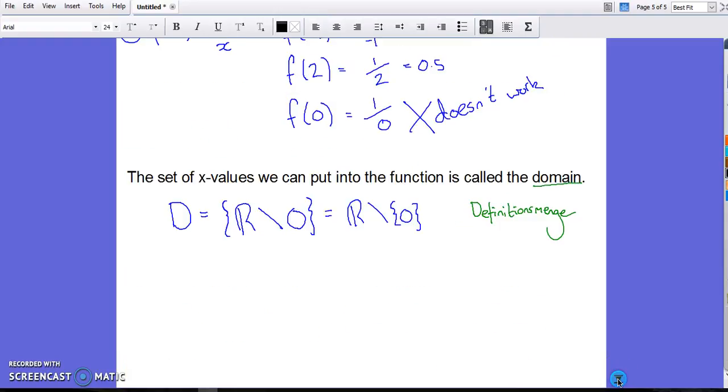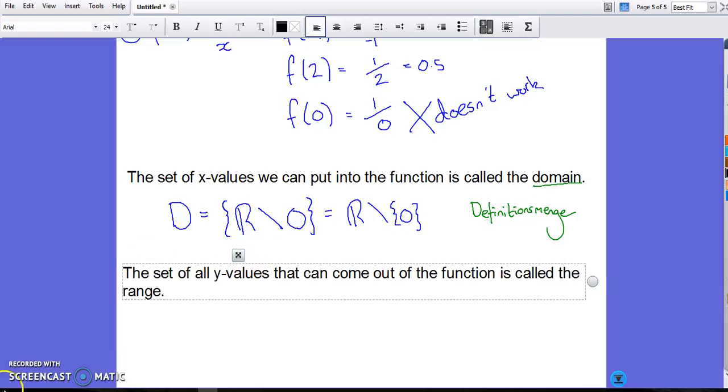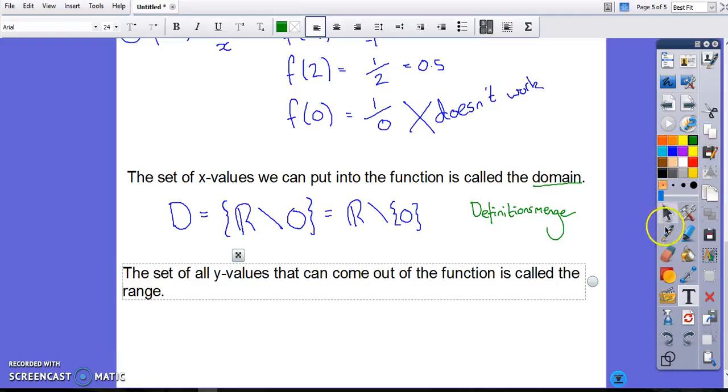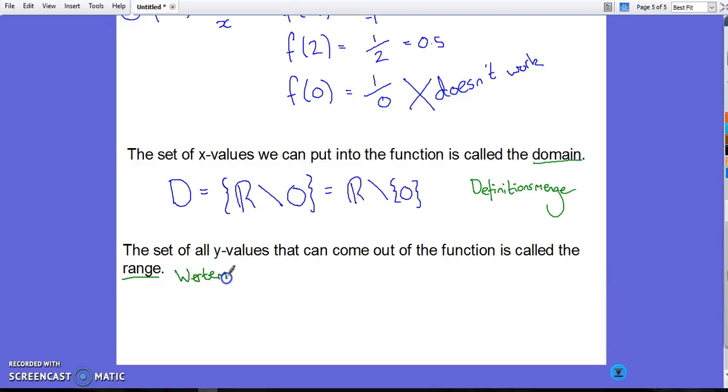So we've talked about all of the possible x values. There is also a term for all of the possible y values. So the set of all y values that can come out of the function is called the range. Put that on a different line. And again, let me give you the German for that as well. The range is the set of all y values.